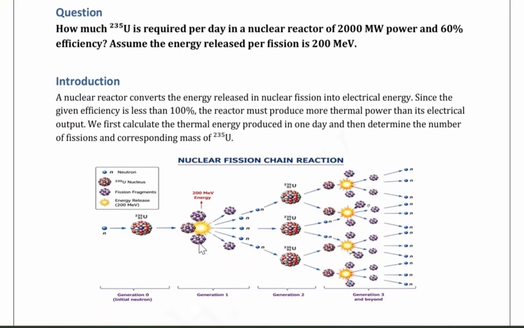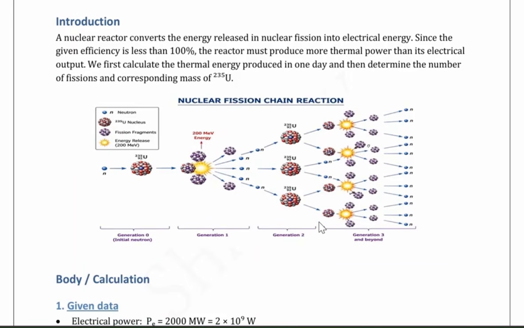Here is the nuclear chain reaction, in which when a neutron hits uranium 235, it will break and release energy, that is 200 MeV, and three further neutrons will be produced. These neutrons interact with other uranium 235 nuclei, and the chain reaction goes on. So this is the introduction which you will have to write.